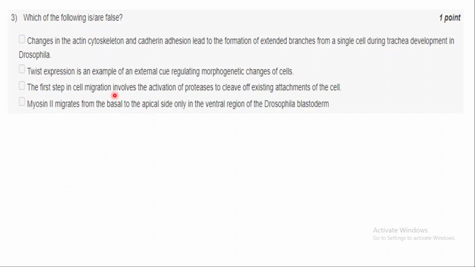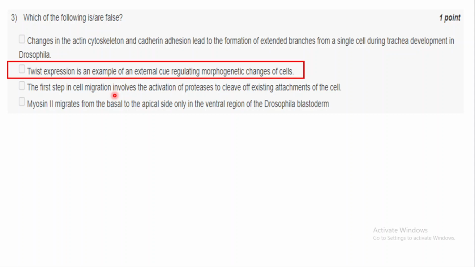So I think we should move forward. Ajay and Sakshi have both answered very correctly again. Option 2 and option 3 are the false statements. Twist expression is an example of external cue regulating morphogenetic changes of cells is a false statement. Twist expression is an internal cue. And the first step in cell migration involves activation of proteases to cleave off existing attachment of cells. This is also not true.